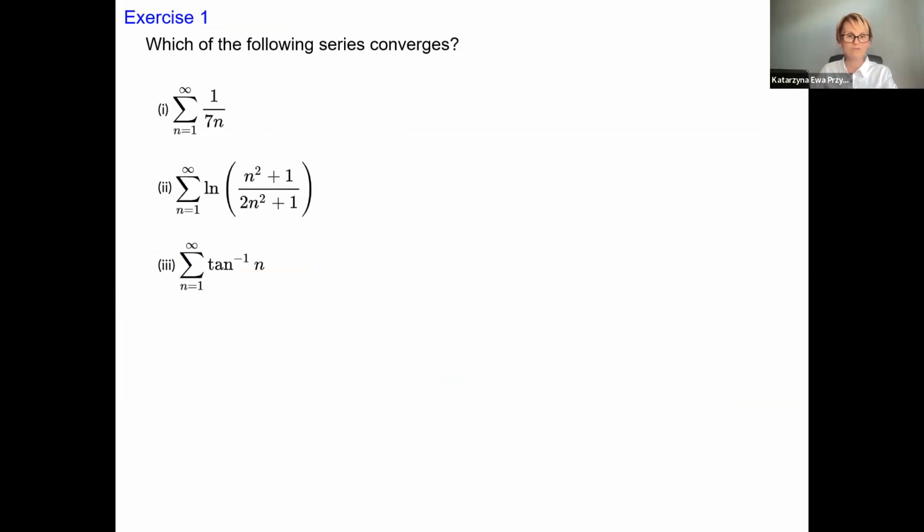Exercise number 1. Which of the following series converges? 1, 2, and 3. Let's go really quick, because this question you're supposed to answer in less than a minute. The first one, summation of 1/(7n). Is it convergent or divergent? Of course, I'm waiting for my students. It's a constant multiple of the harmonic series.